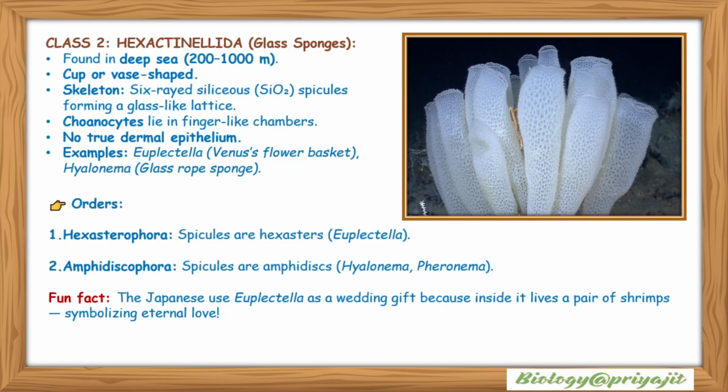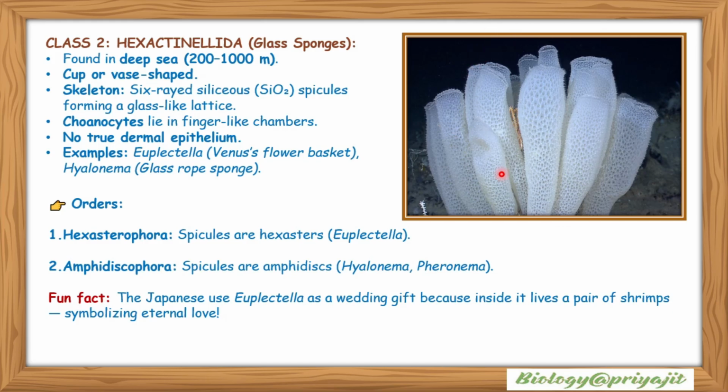So the Hylospongy, or Hexactinellida, also known as glass sponges, are found in the deep sea, about 200 to 1000 meters. They are cup or vase shaped. Their skeleton is of six-rayed siliceous spicules forming a glass-like lattice. The choanocytes lie in finger-like chambers. There is no true dermal epithelium. The examples include Euplectella, which is also known as Venus flower basket.